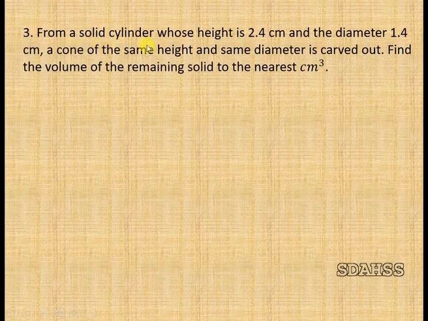Third sum. From a solid cylinder whose height is 2.4 centimeter and the diameter is 1.4 centimeter, a cone of the same height and same diameter is carved out. Find the volume of the remaining solid to the nearest centimeter cube.